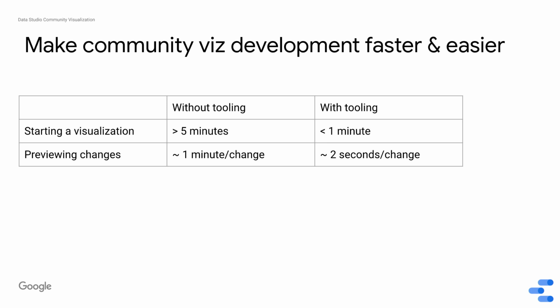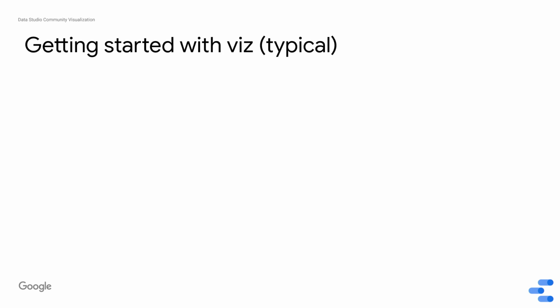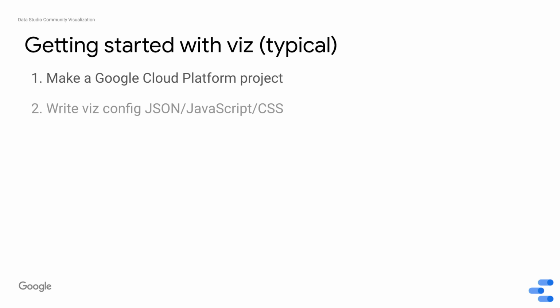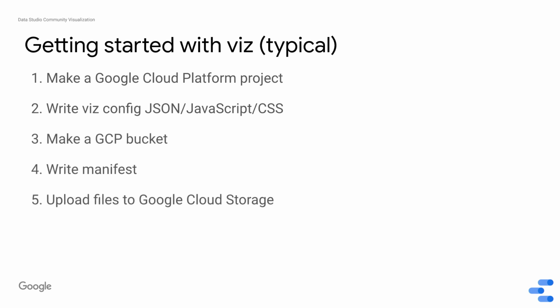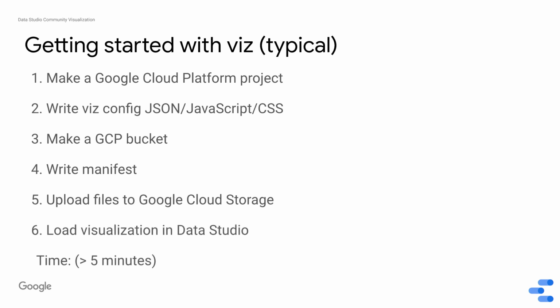So to justify these numbers, let me take you through some of the workflow changes that we've made. The typical getting started with Viz, and this is what I take you through in the code lab because I think it provides a really great overview of how the different pieces fit together, is you make a Google Cloud Platform project. You have to write your Viz config, JSON, JavaScript, and CSS. You have to make a GCP bucket, write your manifest, upload everything to Google Cloud Storage, and load your visualization in Data Studio. So this usually takes me 5 minutes on a good day, more if not.